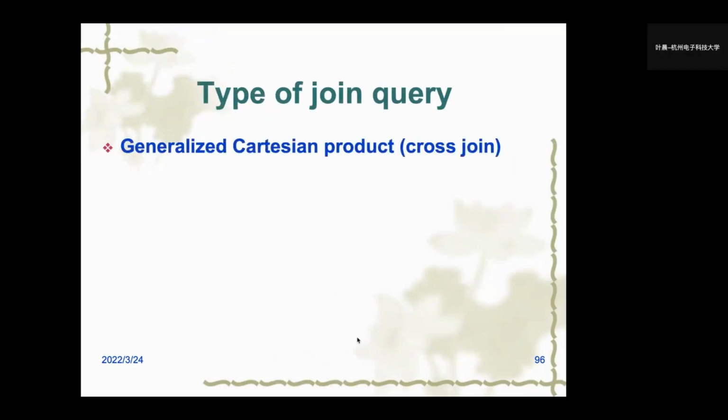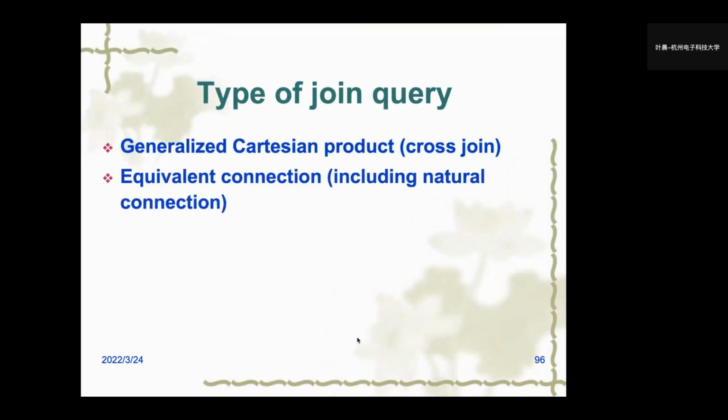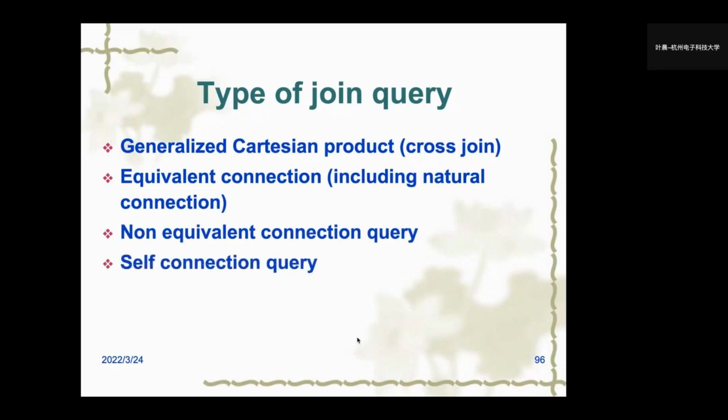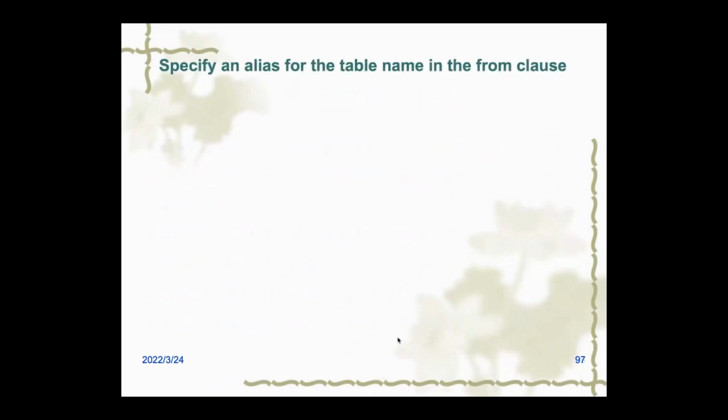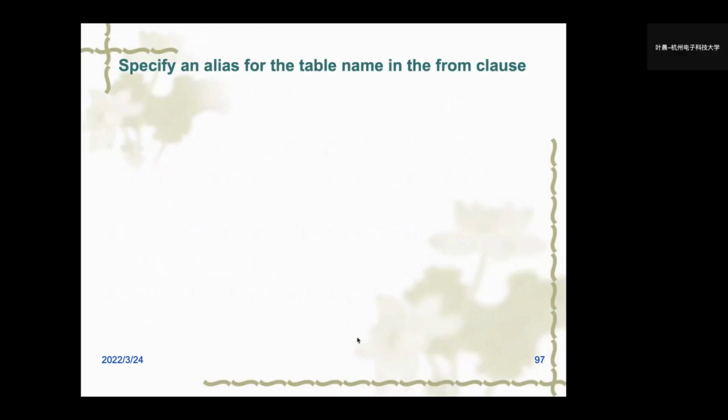And for the types of join query, we want to generalize the products. We need the cross join, and we need the equivalent connection, which includes the natural connection. And we use the non-equivalent connection query, the self-connection query, the external connection query, and the compound connection join query. First, let's learn it one by one.